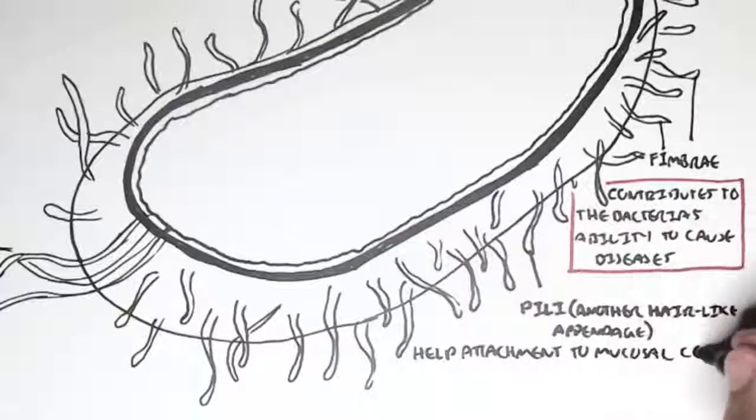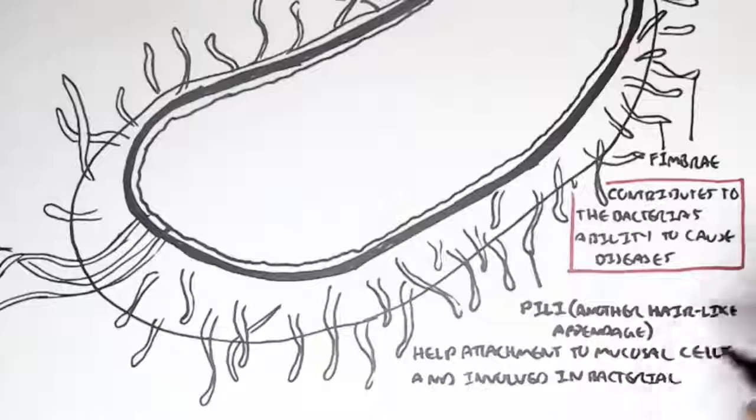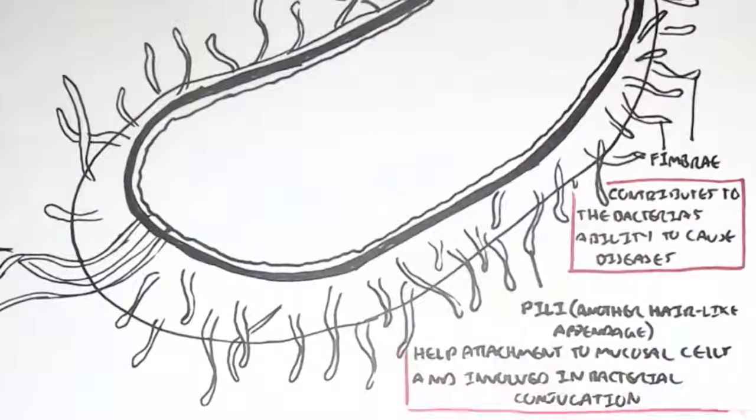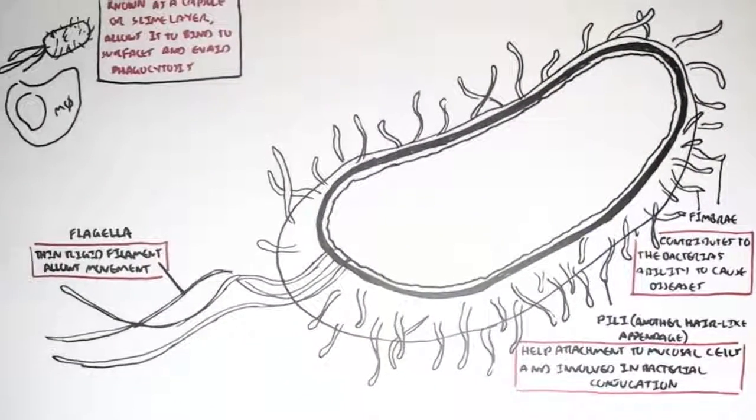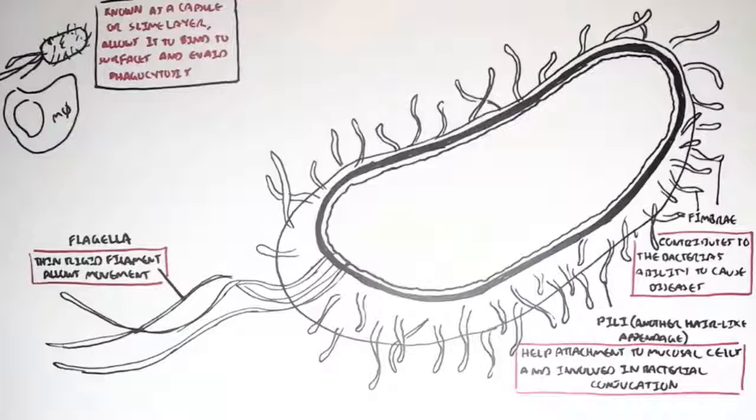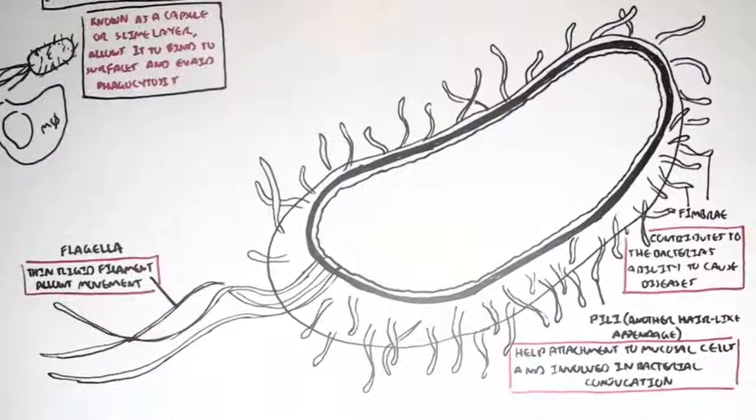The pili are another hair-like appendage, just like the fimbriae. And the pili help attach the bacteria to mucosal cell surfaces. The pili are also involved in what's called bacterial conjugation. Bacterial conjugation is essentially the transfer of genetic material from one bacterium to another by forming a bridge using a pilus.